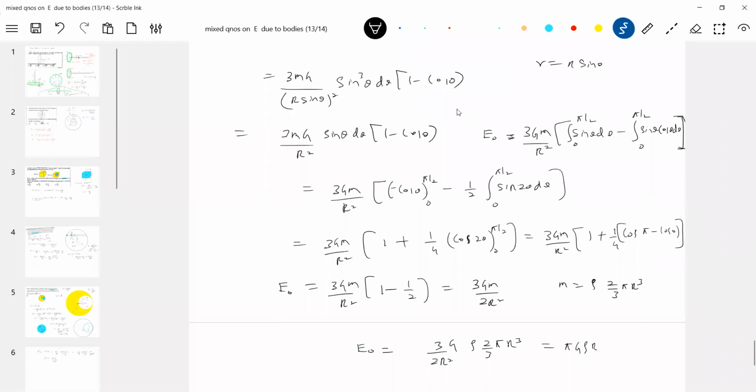2 GM by 3 r square? 3 GM by 2 r square. Okay, this is the answer. Yeah, fine. This is our answer for the solid sphere. In terms of rho, you can simplify it to pi G rho r.